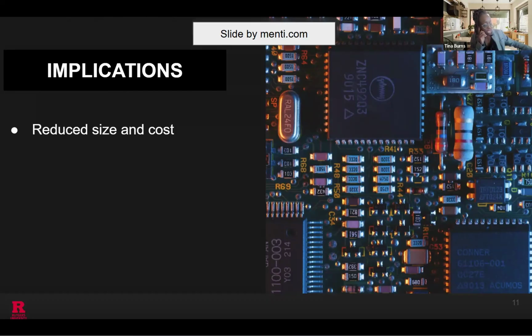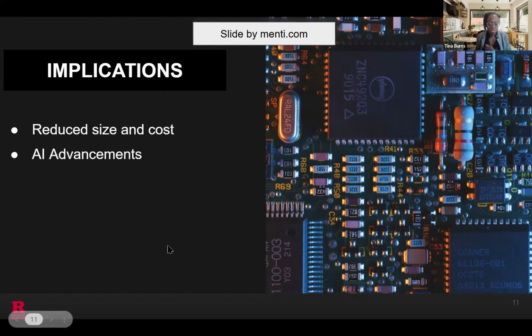Remember back in the 60s, you might need an entire room to hold a gigabyte of space, and now we see it on a chip that's this small. So we see reduced size, and with better manufacturing, reduced costs. In addition, by doubling the number of transistors every 2 years, I'm able to process and make more decisions within a shorter time frame. So now I can really have AI advancements.